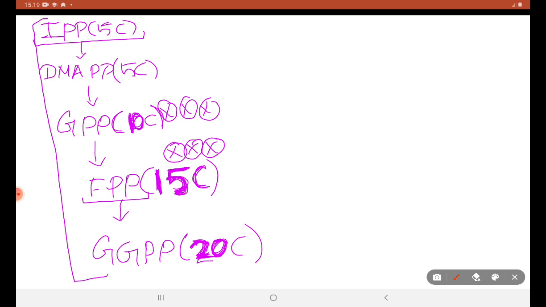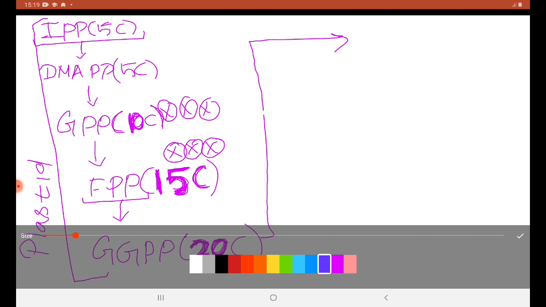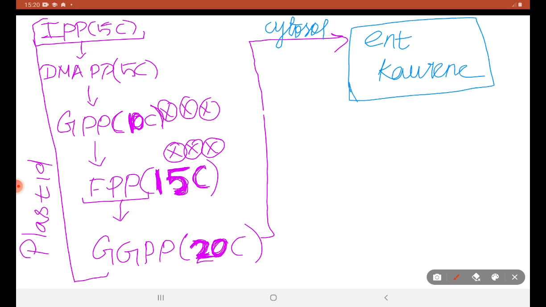This occurs in plastids. Then the geranyl pyrophosphate will enter into the cytosol. This geranyl pyrophosphate is converted into ENT kynurin. Cyclase is an enzyme that is involved in this conversion.